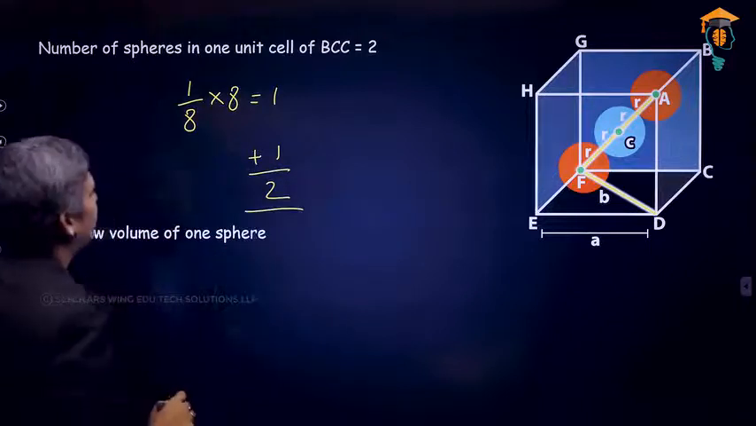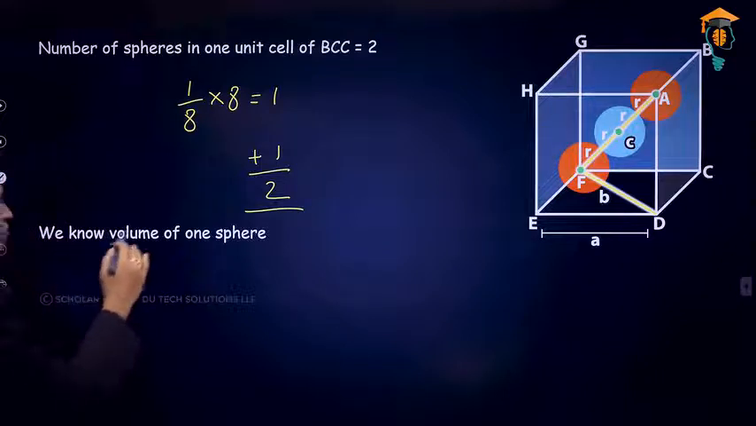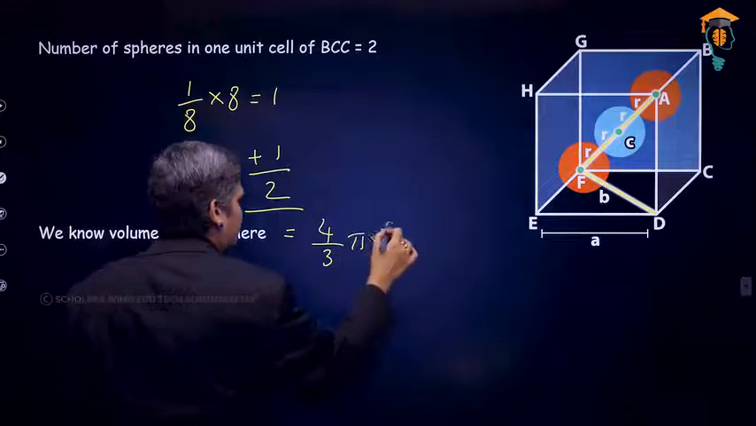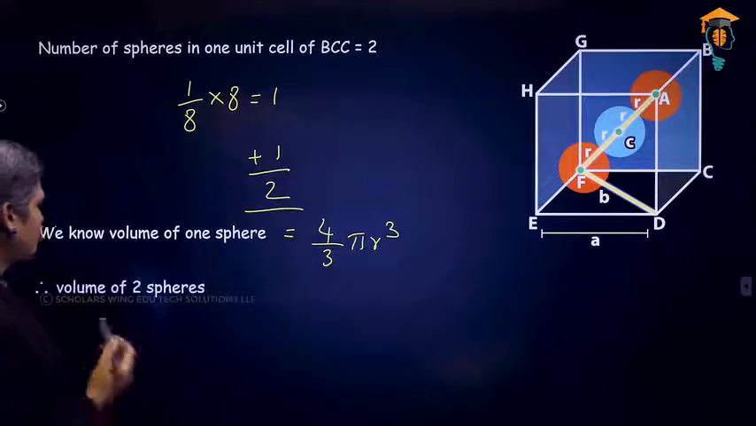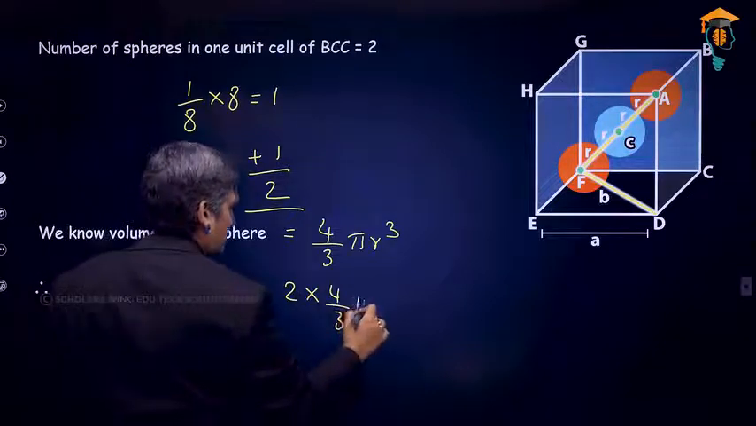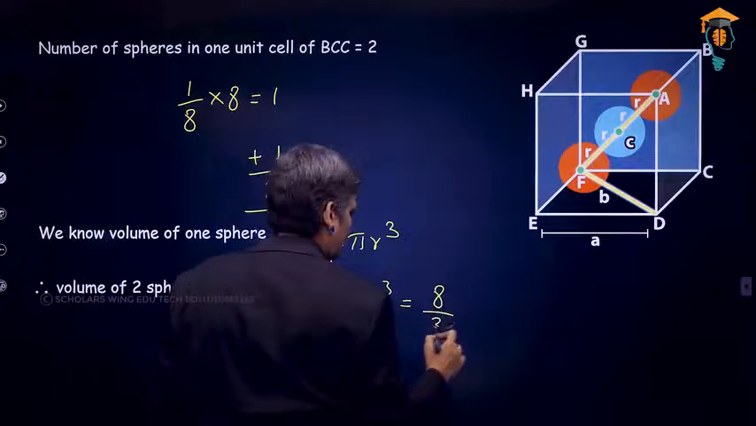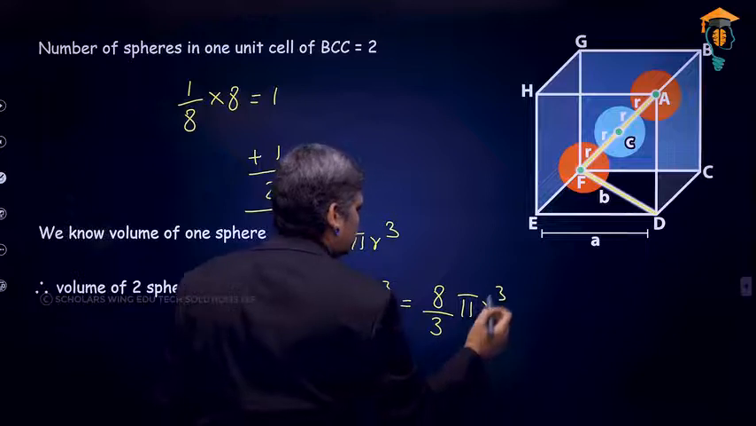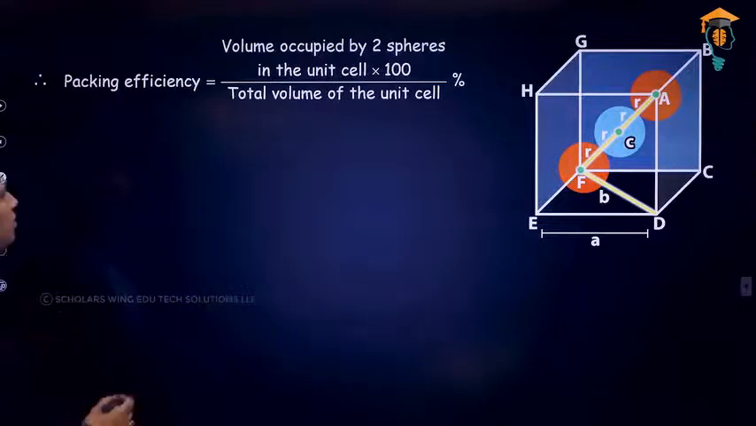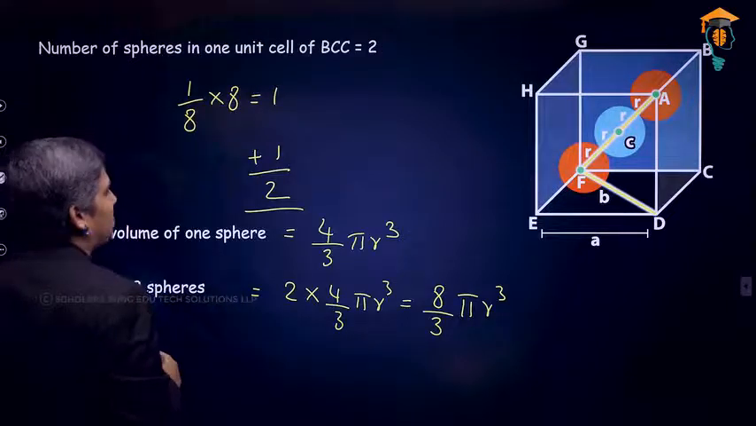That means we have 2 spheres. First of all, the volume of 1 sphere is how much? That we know, 4 by 3 pi r cube. Therefore, the volume of 2 spheres will be 2 into this, that will be 8 by 3 pi r cube. So this is our numerator, right? Okay, let's proceed. Therefore, what did we get? The numerator, 8 by 3 pi r cube.